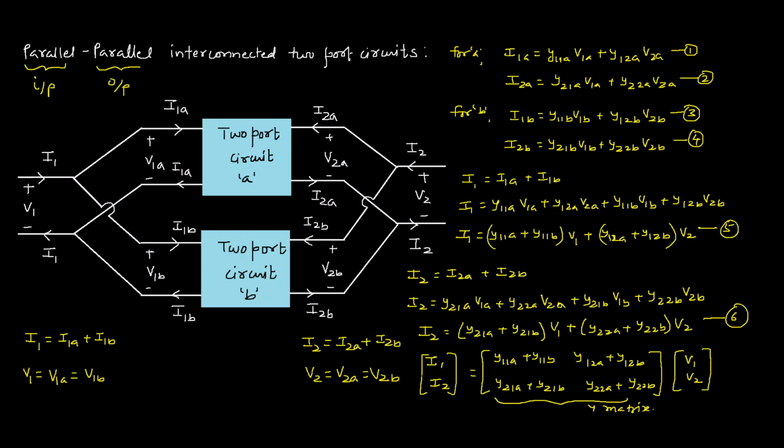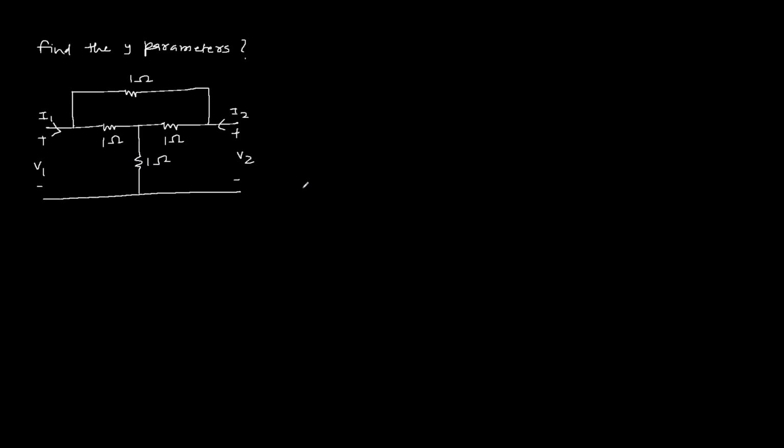Now let's see one example. For the circuit shown in the figure, we have to find the Y parameters. This is a parallel connected two-port network. But before solving by interconnection, I will solve for the Y parameters directly.